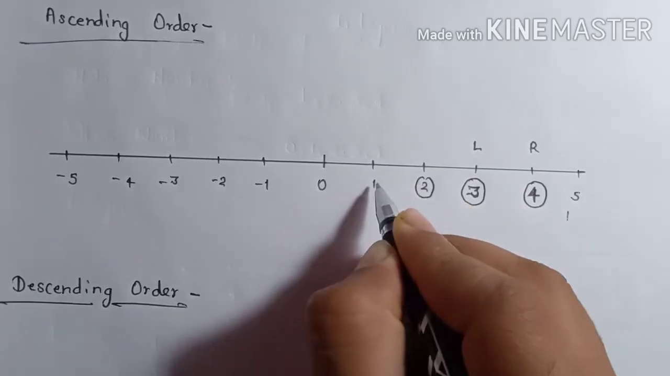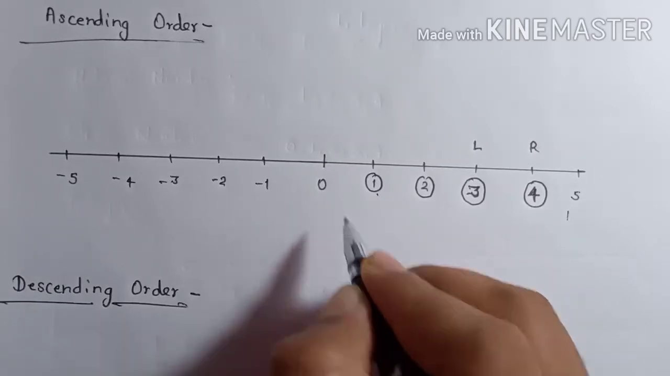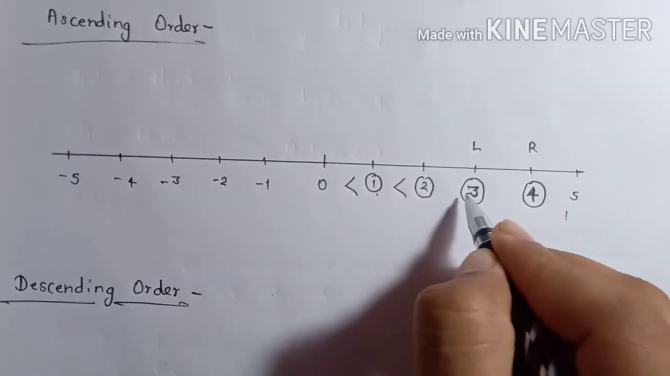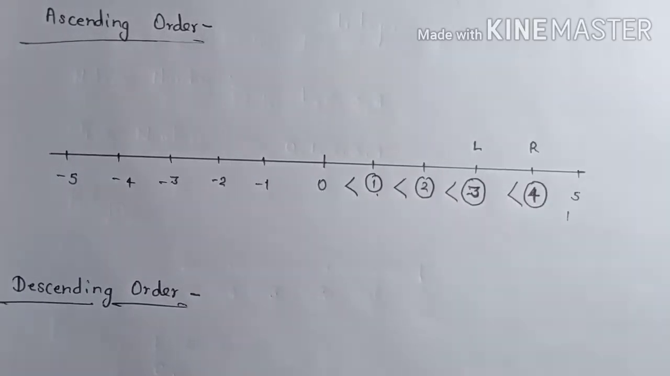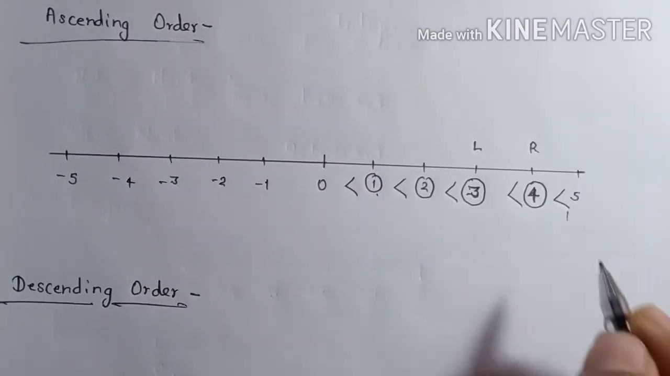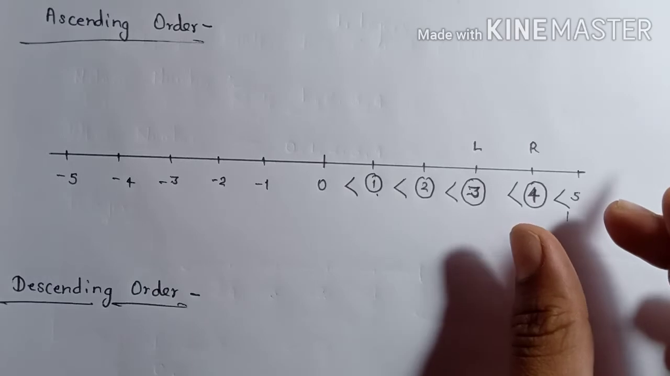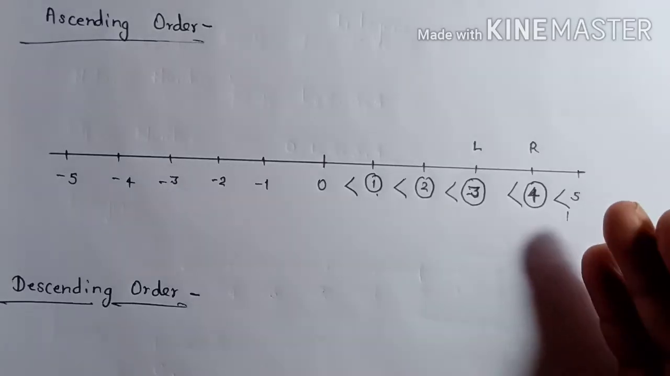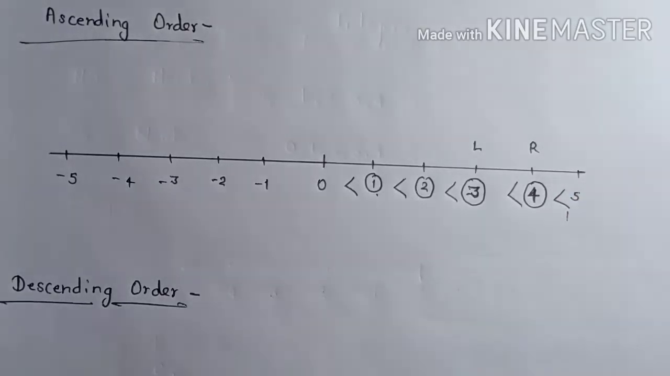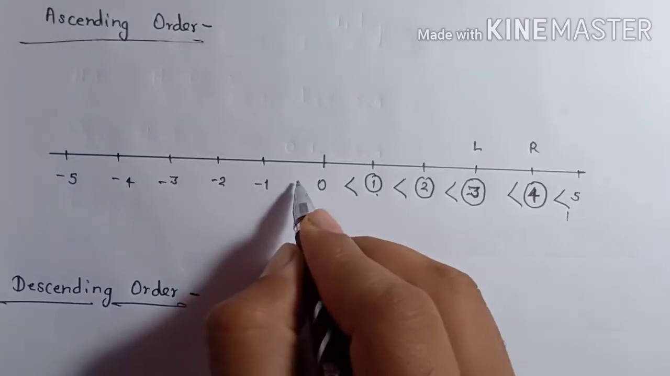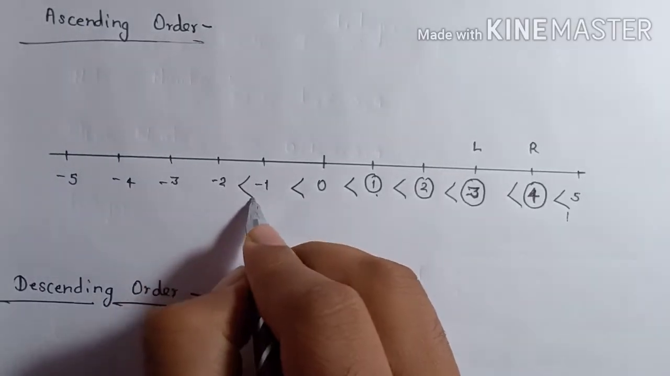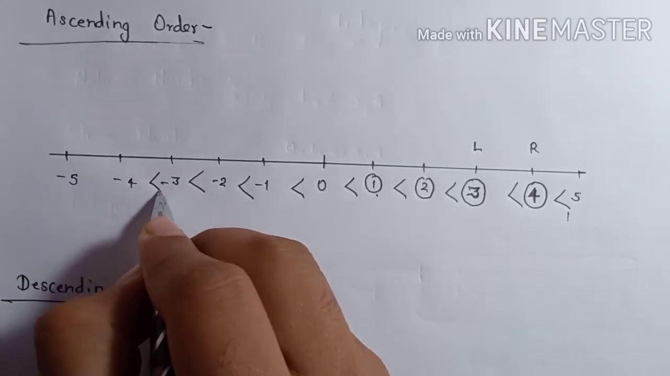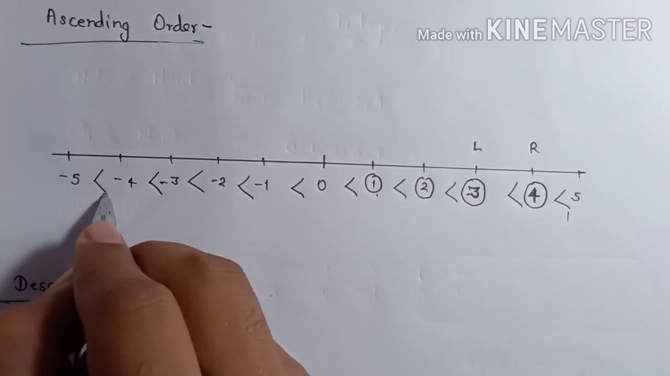Here 2 is greater than 1. 1 is greater than 0. You can write here 1 is greater than 0 and 2 is greater than 1. 3 is greater than 2. 4 is greater than 3. 5 is greater than 4. So you can see a tendency here that numbers on the right hand side are greater than the left number. This means that 0 is greater than minus 1, minus 1 is greater than minus 2, minus 2 is greater than minus 3, minus 3 is greater than minus 4, and minus 4 is greater than minus 5.